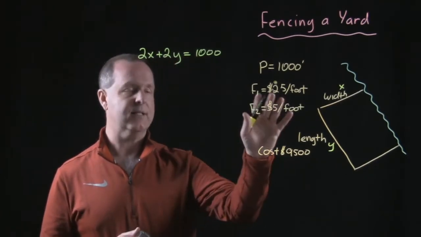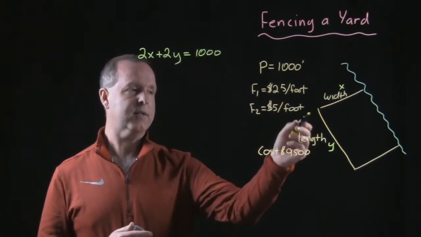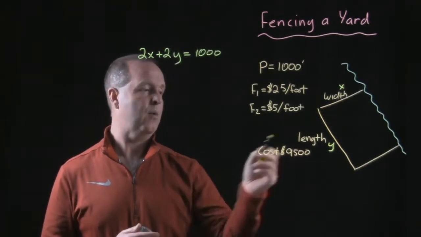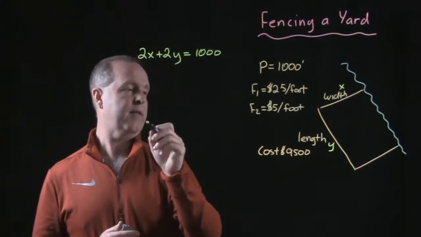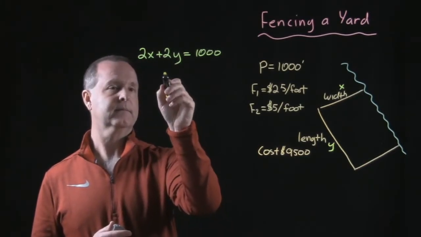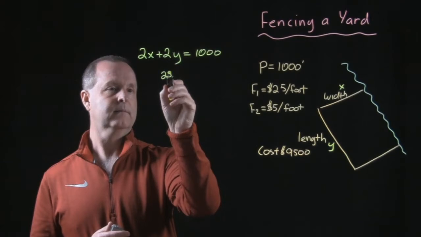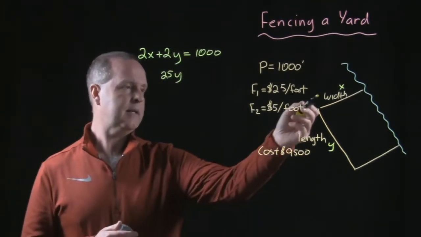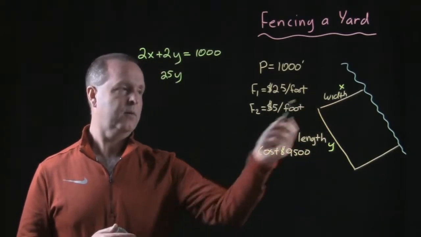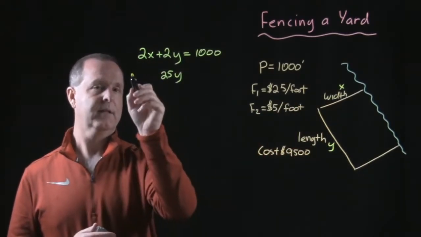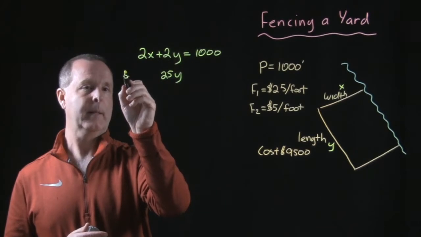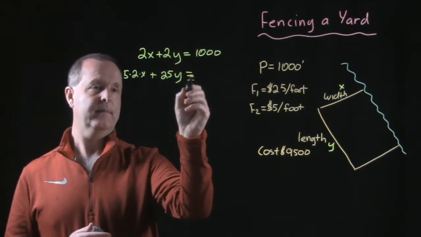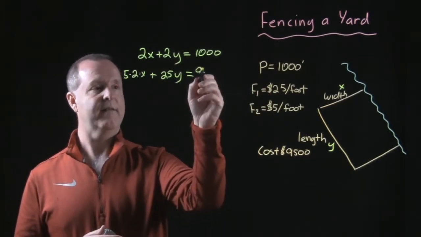The other equation is based on the fence. We know it's $25 per foot on the front, and we call that one y. So that was 25 times y. The fence on the width, well, there's two x's and it's 5. So it's $5 times two sides times the x. And all that fencing around costs $9,500.